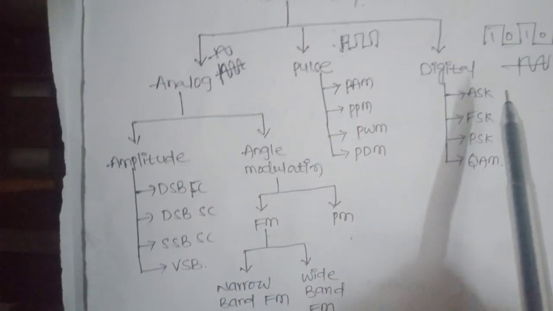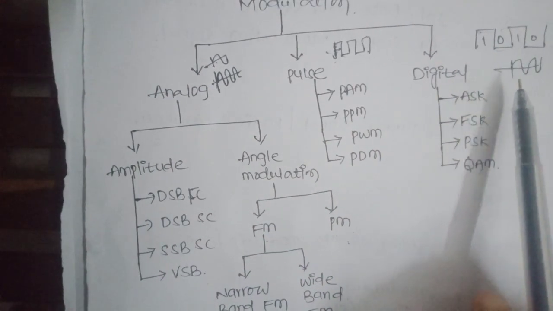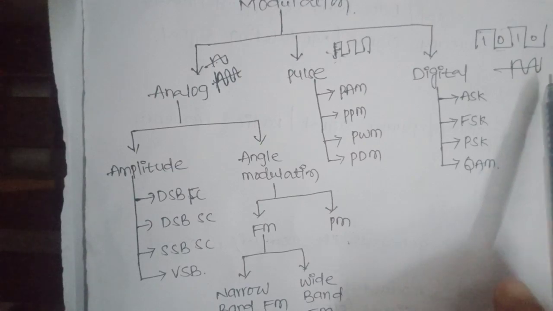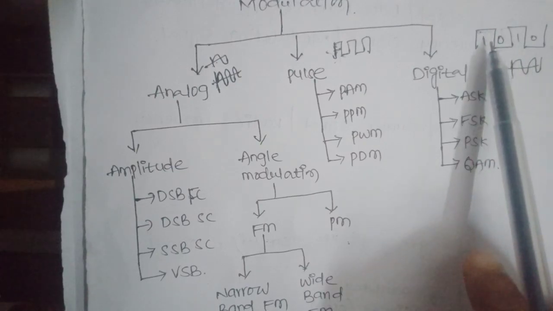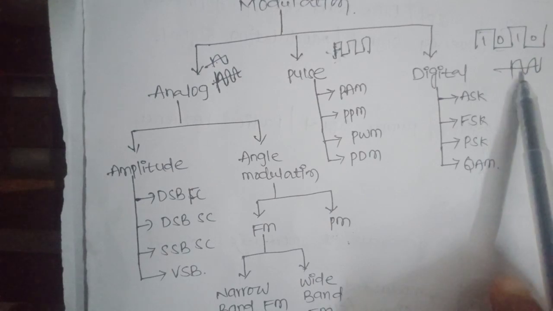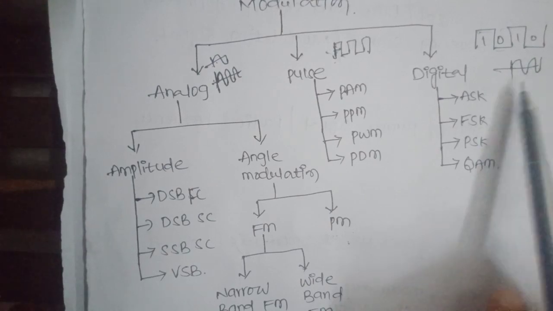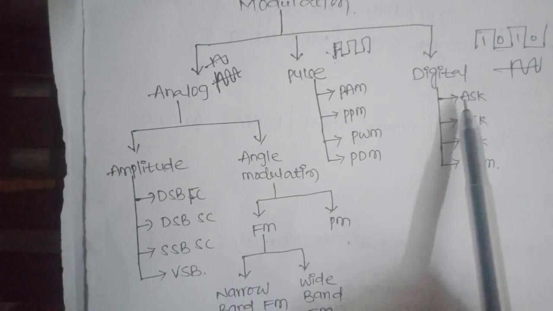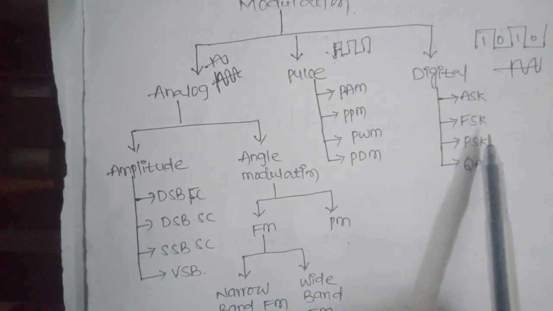Next, coming to digital modulation. Here the carrier signal is a sinusoidal signal, that is a continuous signal, and the data is digital data. Here this carrier has amplitude, frequency and phase. Digital modulation is classified into amplitude shift keying, frequency shift keying, phase shift keying.